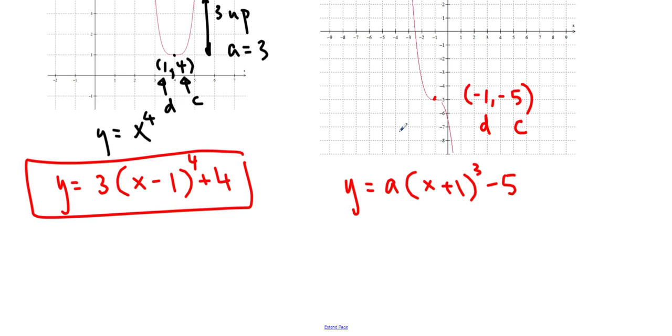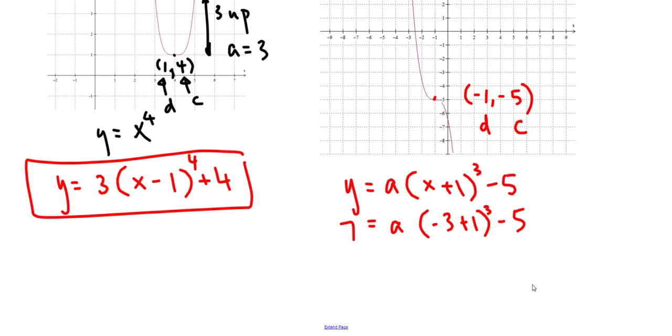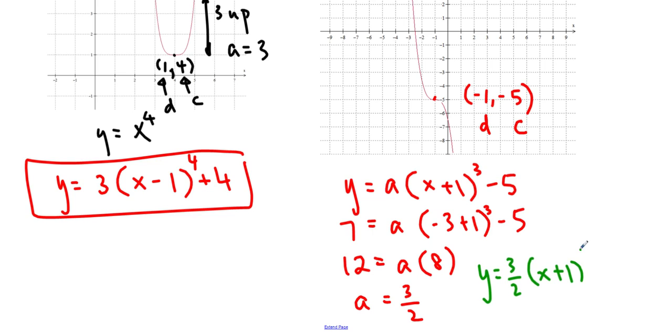So I'm just going to plug it in: -3, 7, so 7 equals A times (-3 plus 1) cubed minus 5, and we'll move the 5 over. 12 equals A, -3 plus 1 is -2, cubed, so that's -8. So A is going to be 12 over 8, or 3 over 2. And so we already have our answer, so we can write out the equation. y equals 3 over 2, (x plus 1) cubed minus 5.